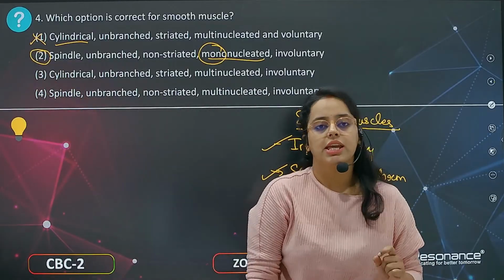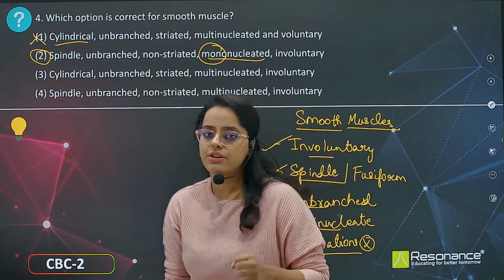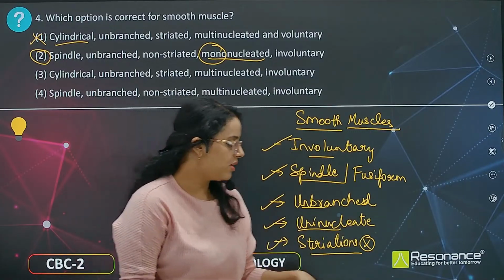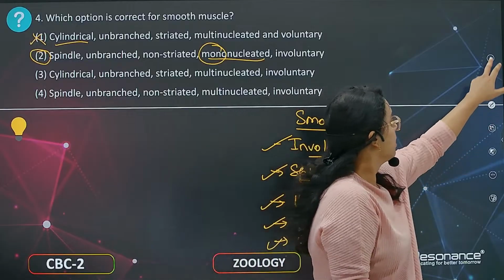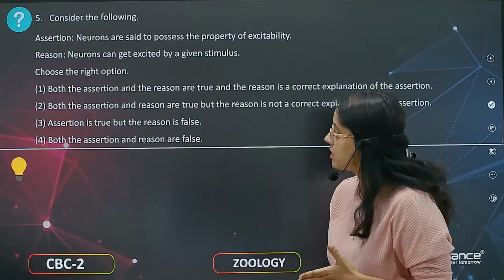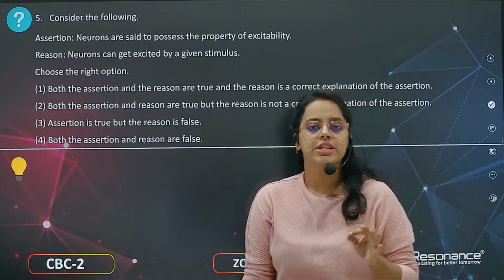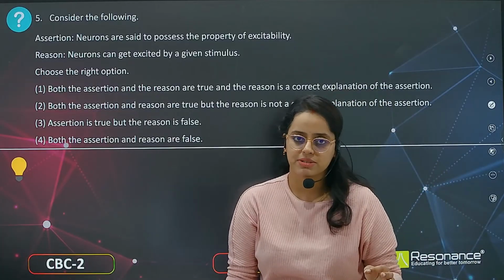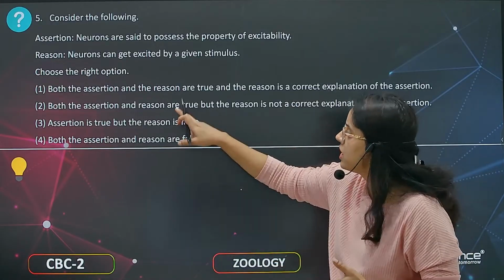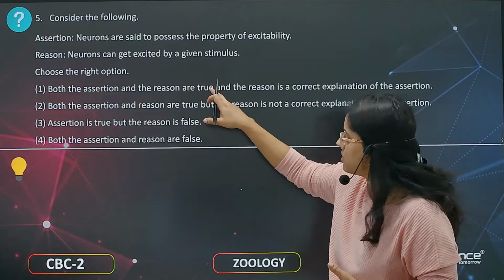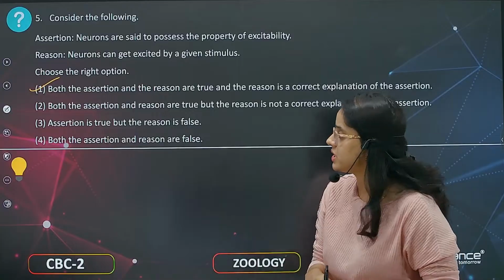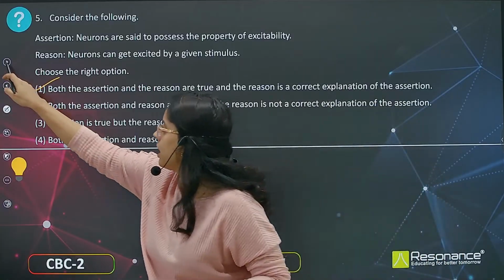So our answer is the smooth muscles are spindle-shaped, unbranched, non-striated, uninucleated and involuntary in function. Now coming to the next question, question number 5. Again an assertion-reason question. Assertion: neurons are said to possess the property of excitability. Neurons can get excited by a given stimulus. Yes, both assertion and reason are true. This is similar in pattern to the very first question we have discussed.